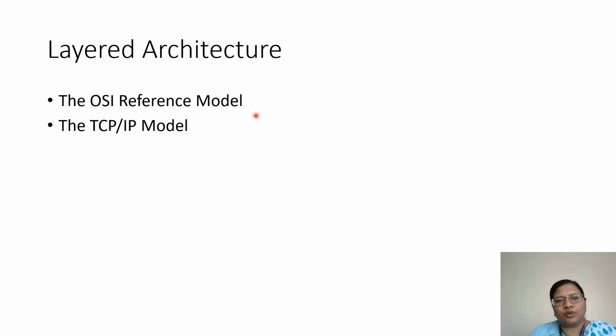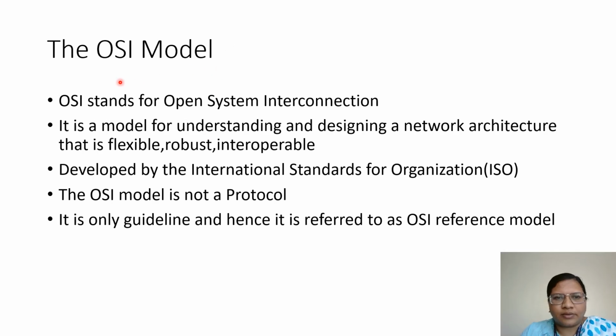Layered architecture has two types. One is the OSI reference model, another one is the TCP/IP model. What is the OSI model? OSI stands for Open System Interconnection. It is a model for understanding and designing a network architecture that is flexible, robust, and interoperable. Who developed this OSI model? It was developed by the International Organization for Standardization. The OSI model is not a protocol. It's only a guideline, and hence it is referred to as the OSI reference model.